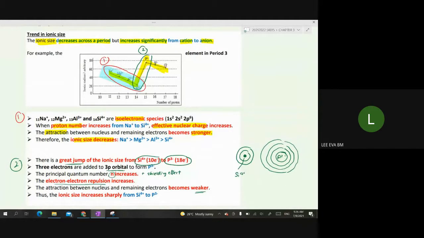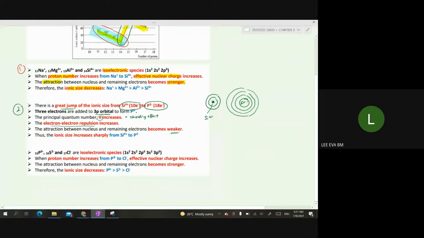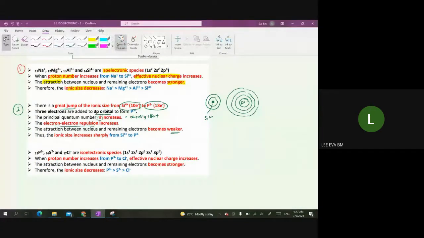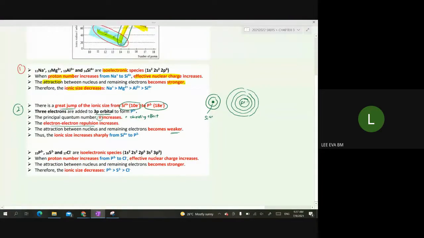So any question up until here? Ada soalan tak? Ke semua orang dah tidur? Chapter 3 memang banyak explanation ya. Pastikan awak faham dan tahu macam mana nak, how to say ya, nak explain ataupun nak ceritakan.